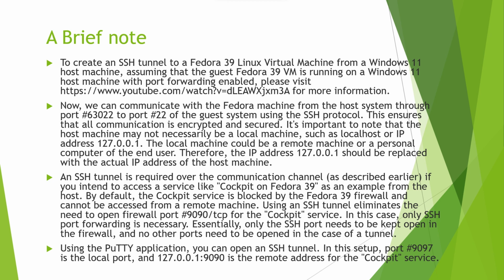An SSH tunnel is required over the communication channel, as described earlier, if you intend to access a service like Cockpit on Fedora 39 from the host. By default, the Cockpit service is blocked by the Fedora 39 firewall and cannot be accessed from a remote machine. Using an SSH tunnel eliminates the need to open firewall port 9090/TCP for the Cockpit service. In this case, only SSH port forwarding is necessary. Essentially, only the SSH port needs to be kept open in the firewall, and no other ports need to be opened in the case of a tunnel.